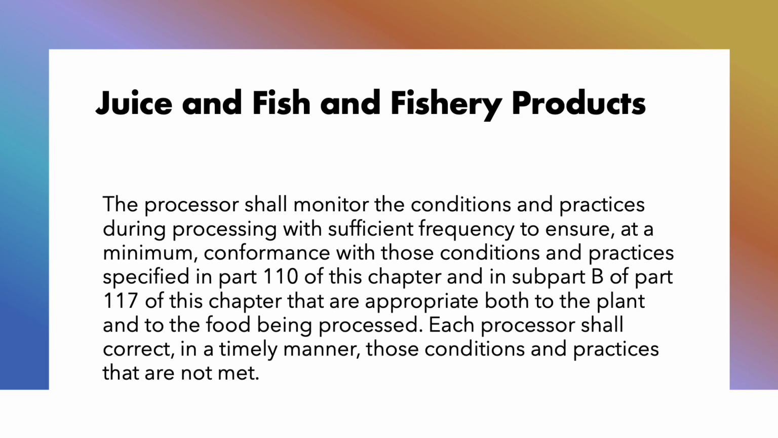Juice and fish and fishery product processors shall monitor the conditions and practices during processing with sufficient frequency to ensure, at a minimum, conformance with those conditions and practices specified in Part 110 of this chapter and in Subpart B of 117 of this chapter that are appropriate to the plant and to the food being processed. Each processor shall correct, in a timely manner, those conditions and practices that are not met. Those 8 areas we just looked at, that's what you have to monitor.